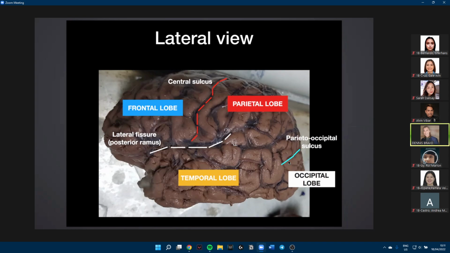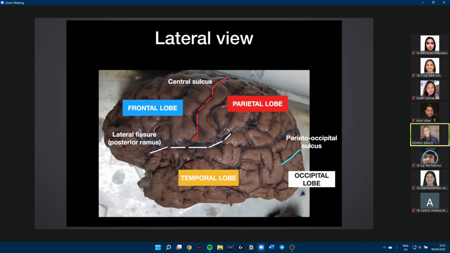Okay, so let's recap. On the lateral view, we can see the four lobes of the cerebral hemisphere. First would be the frontal lobe, separated from the parietal lobe by the central sulcus of Rolando. Then there's the lateral fissure that separates the temporal lobe from both the frontal lobe and the parietal lobe. And finally, on the posterior part of the cerebrum, there is the occipital lobe, separated from the parietal lobe by the parieto-occipital sulcus.